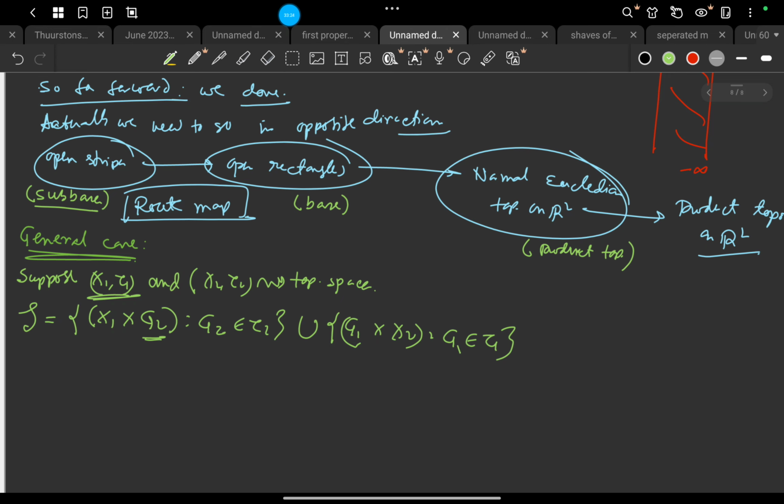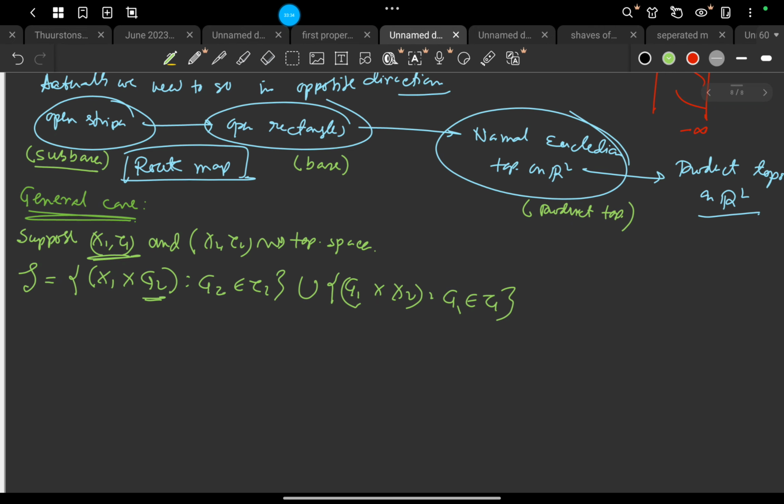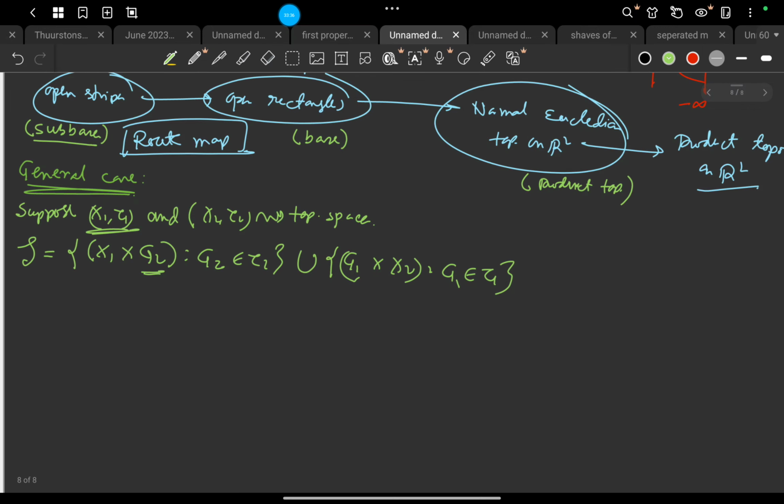So you're not trying to restrict ourselves to basic open sets, because in that case some kinds of open sets may get disregarded. Okay, so my first claim is that S is a subbasis for X1 cross X2, whatever topology we already constructed.